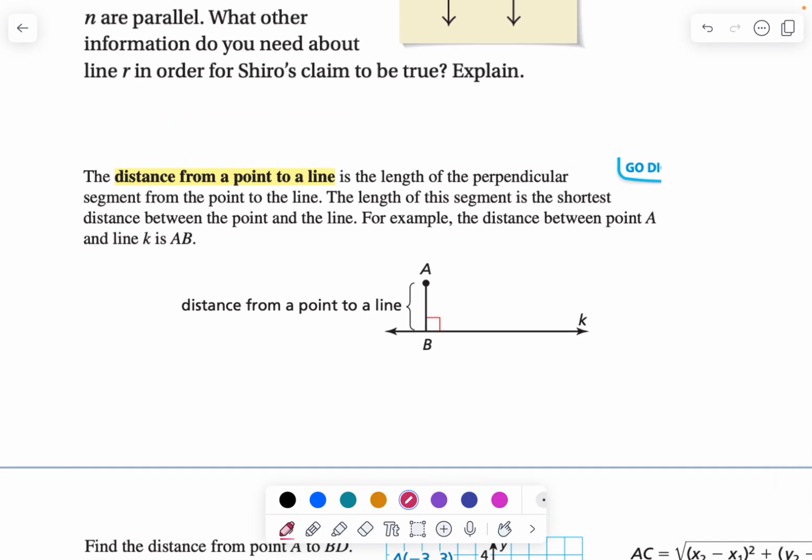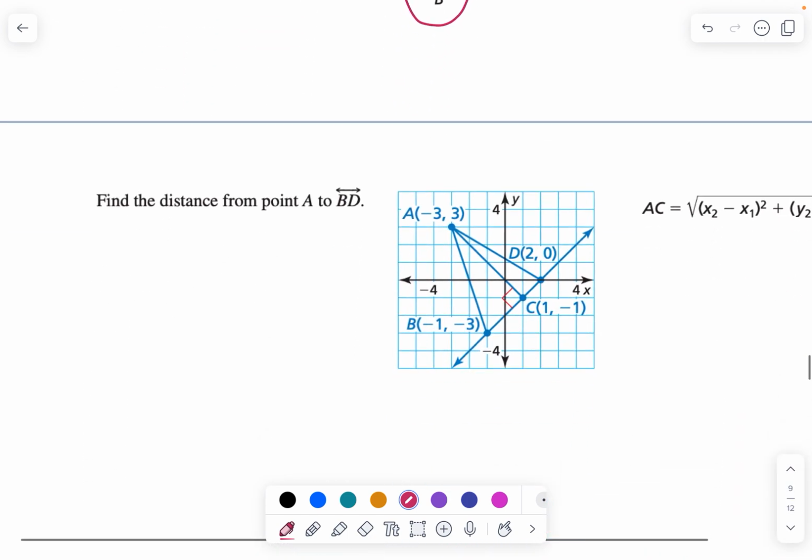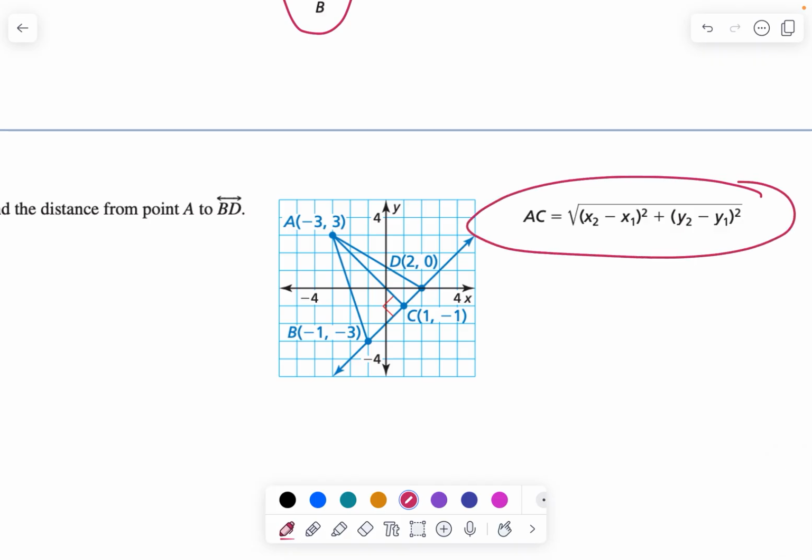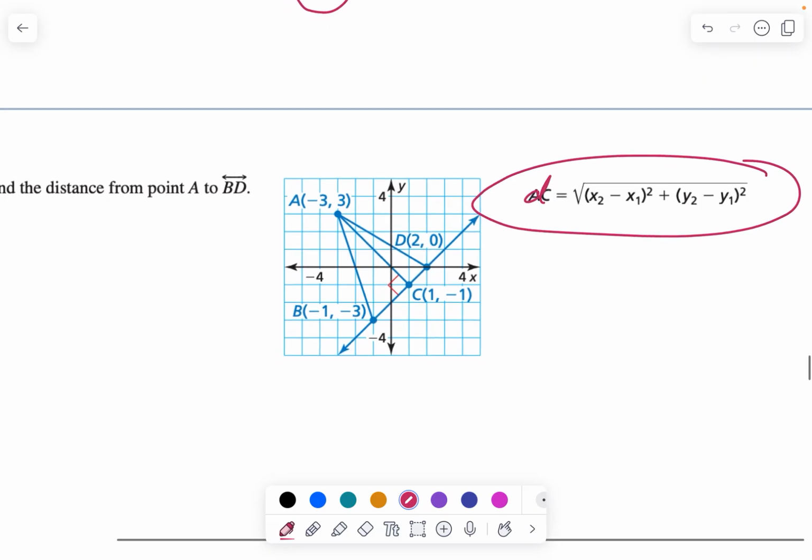Distance. The distance from a point to a line is always perpendicular. Any other line would be a little bit longer. So the shortest distance from a point to a line is perpendicular to that line. And so we are going to be using the distance formula. We can call this D if you want. Remember, the distance formula comes from the Pythagorean theorem. It's x2 minus x1 squared plus y2 minus y1 squared.